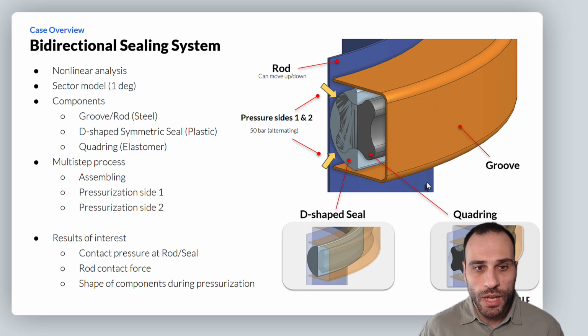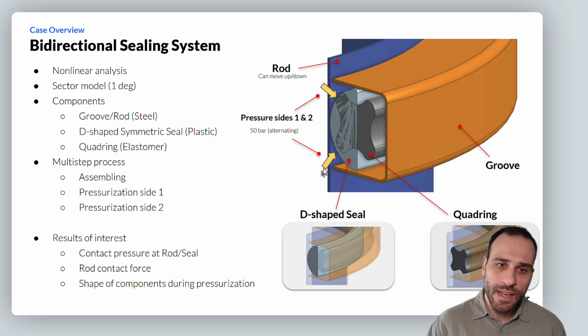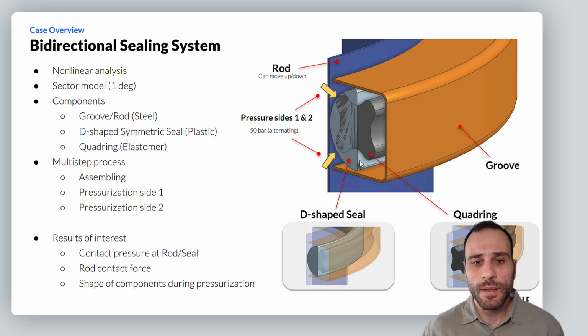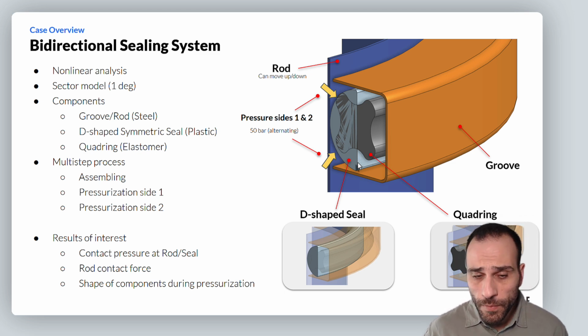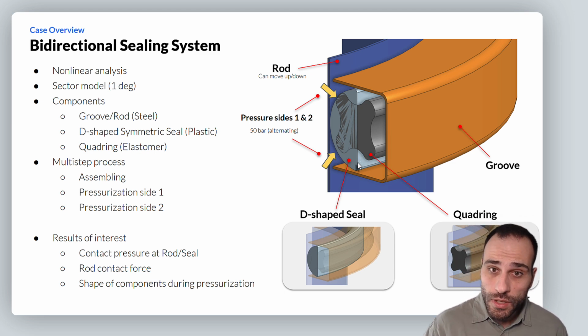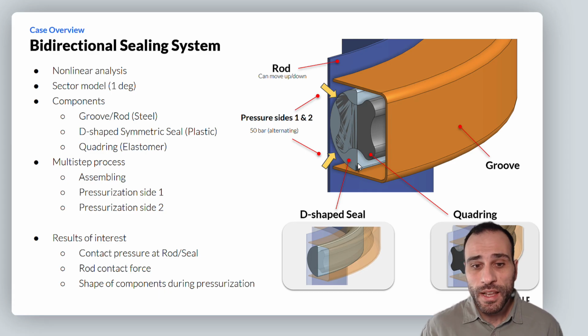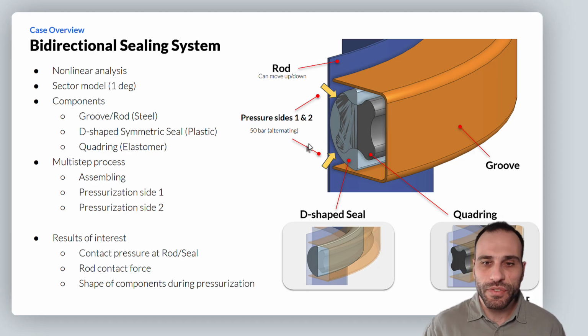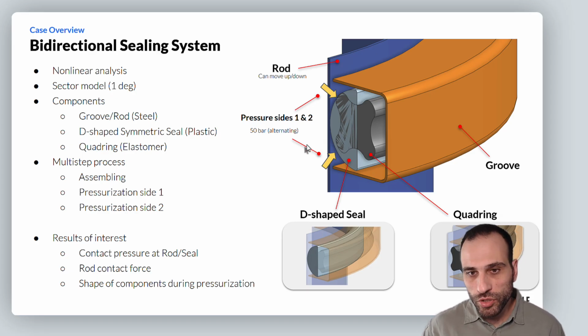In the end, we want to inspect the results, and in this case, the results of interest are typically the contact pressure between the different components, especially the rod and the seal, the contact force applied on the rod or other components, and of course the shape of the components during the pressurization, and whether or not there is any plastification happening throughout the process.